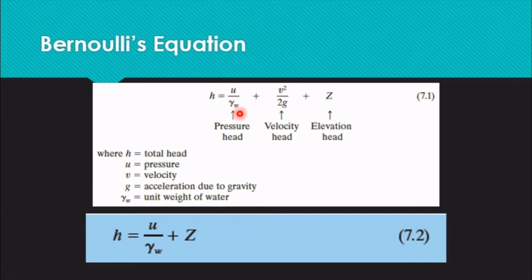And then we have velocity head, V squared over 2G, where V is the velocity of the water and G is acceleration due to gravity. And Z is for the elevation head. In soil mechanics, we often neglect the velocity head or the effect of the velocity head. Bakit? Kasi sobrang bagal ng flow ng water sa soil. So, almost negligible na yung effect niya, yung head, due to the velocity.